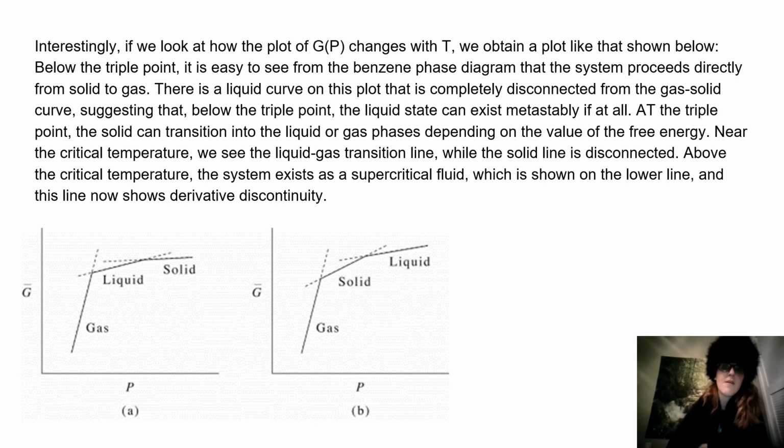Below the triple point, it is easy to see from the benzene phase diagram that the system proceeds directly from solid to gas. There is a liquid curve on this plot that is completely disconnected from the gas-solid curve, suggesting that below the triple point, the liquid state can only exist metastably if at all. At the triple point, the solid can transition into the liquid or gas phases depending on the value of the free energy. Near the critical temperature, we see the liquid-gas transition line, while the solid line is disconnected. Above the critical temperature, the system exists as a supercritical fluid, which is shown on the lower line, and this line now shows no derivative discontinuity.